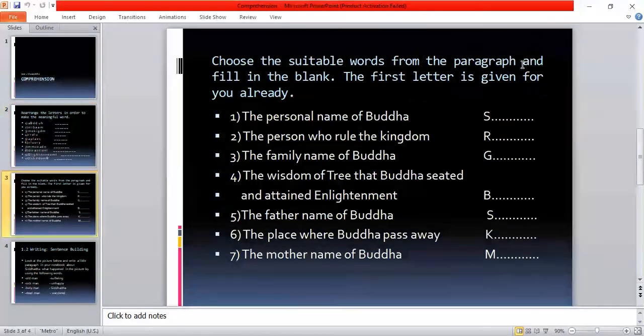Okay, so let's move to the next one. Choose the suitable words. How to choose the suitable word? Suitable words go in the blanks from the paragraph, by taking and filling in the blank. The first letter is given for you already. Personal name of Buddha. What is your personal name? How do people call him? So we have to think about that, and you also need to read the paragraph again.